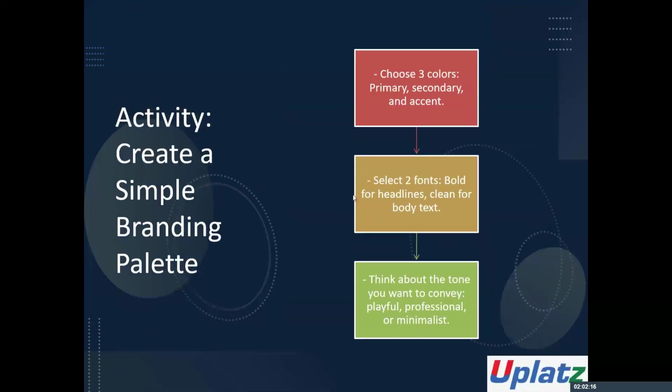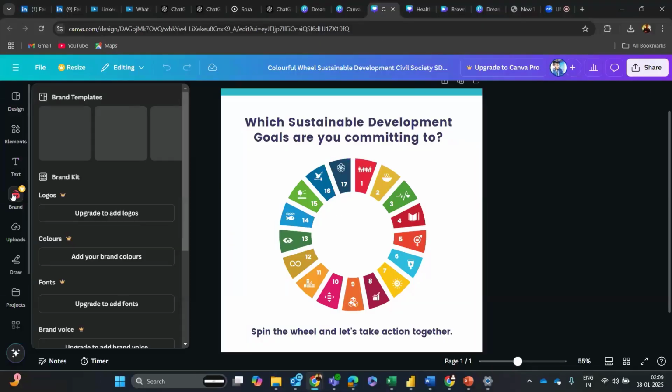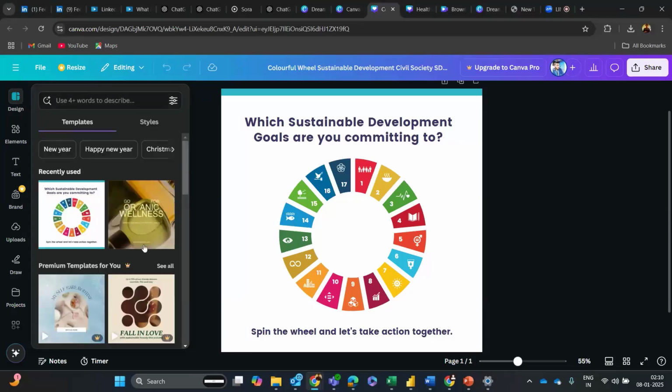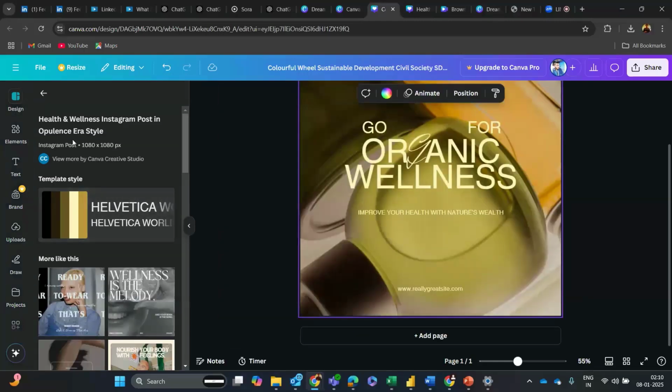So as an activity, we can choose three colors: primary, secondary, and accent colors. Second part, we can choose fonts, which can be bold, or clean for body text, and we can talk about a tone which we want to convey. It can be playful, professional, or minimalistic. It's very simple to use such options and the more innate features of Canva. And with time, we will be able to grow further into this and learn this.